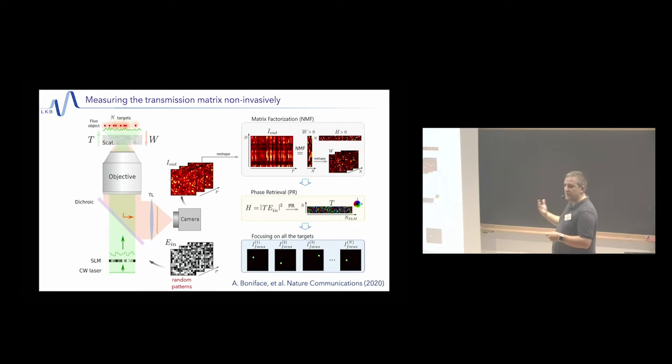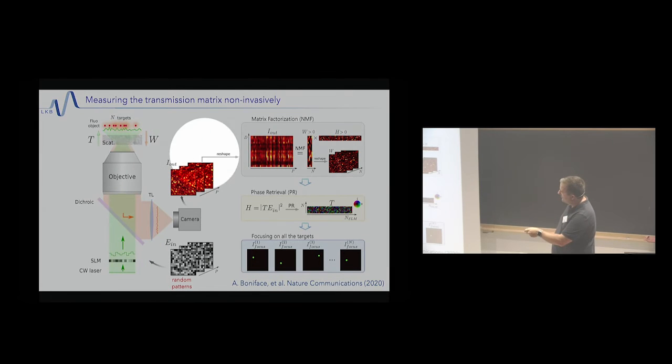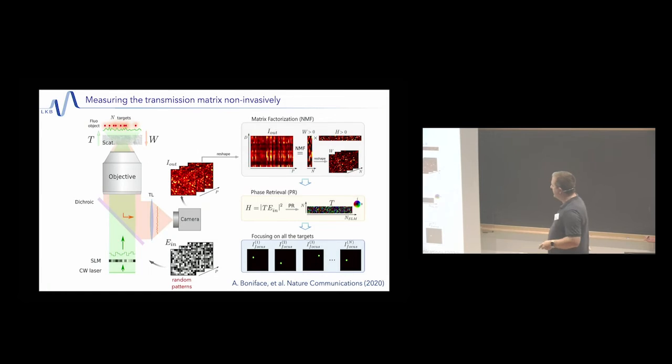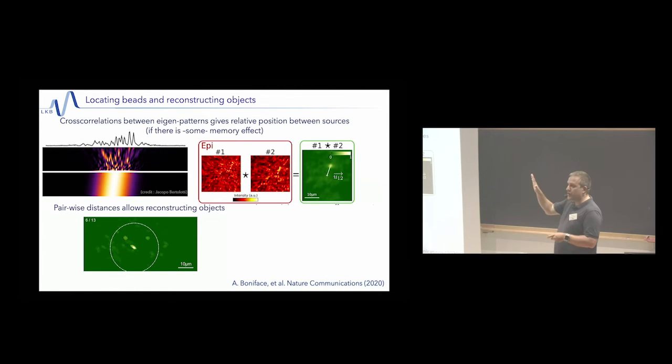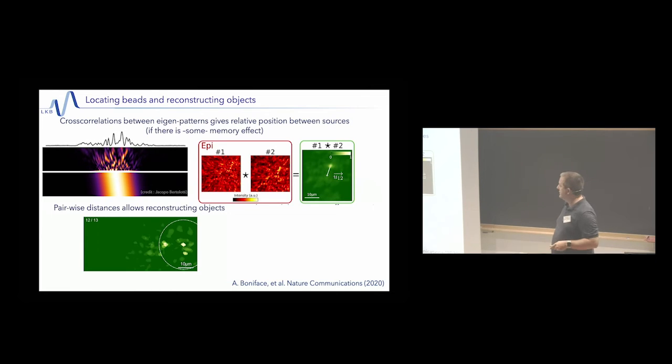And with that, I can verify that knowing my transmission matrix, I can actually focus, and I have a camera also on the far side to monitor that I'm doing this well, and I can get the focus on each bead. And from the correlation between the fingerprints, again, I can retrieve the position between the different beads, and I can, from that, retrieve the shape of my object.